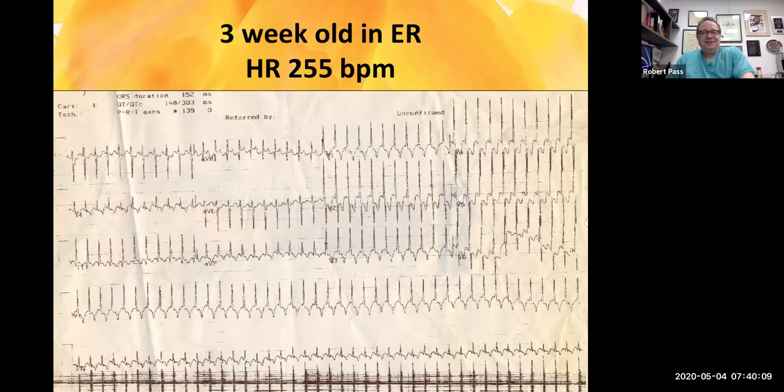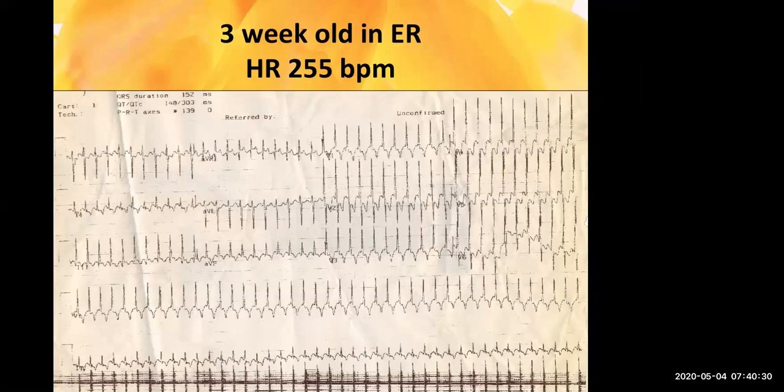So this is a 3-week-old many years ago. This is a tracing from a thermographic fax machine. Most in the audience probably don't know what that is, but it doesn't matter. This is a heart rate of 255 in a 3-week-old who's in the emergency room. So why don't you tell me what you think here, sir?